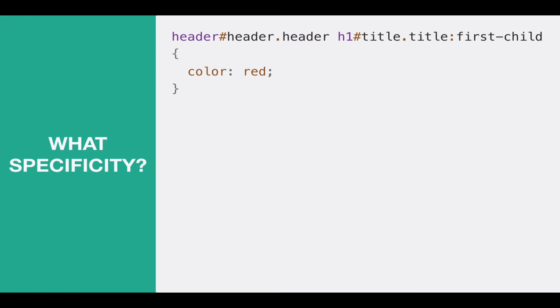2. What about that first child? Where does that go? Gets applied to a class. It's a pseudo class, right? So it gets applied to a class. So it's 2, 3, 2. Okay?